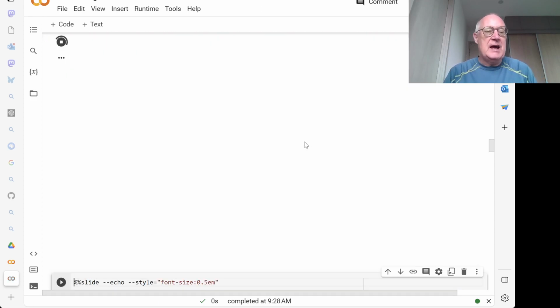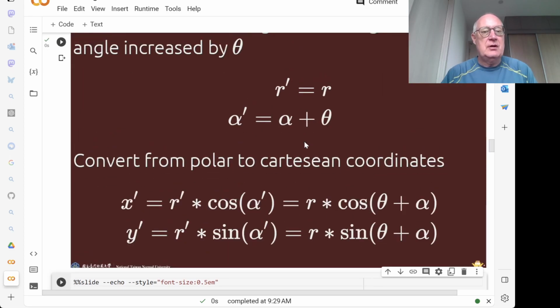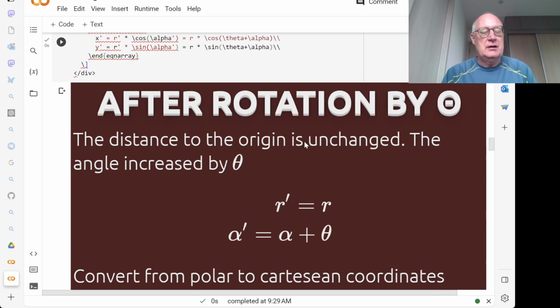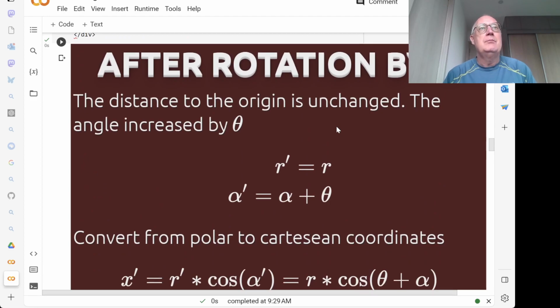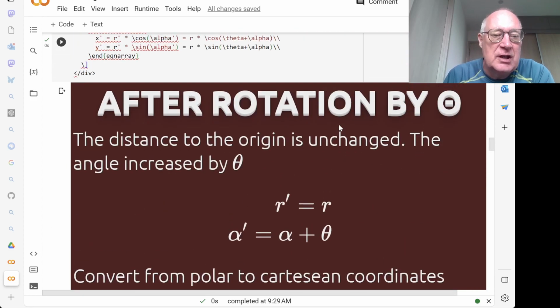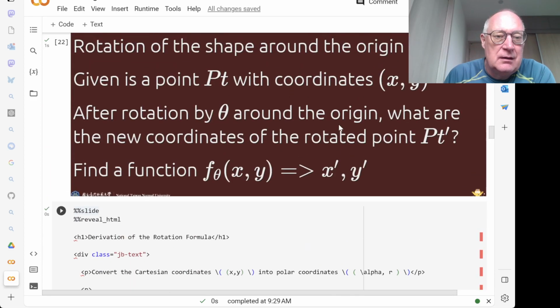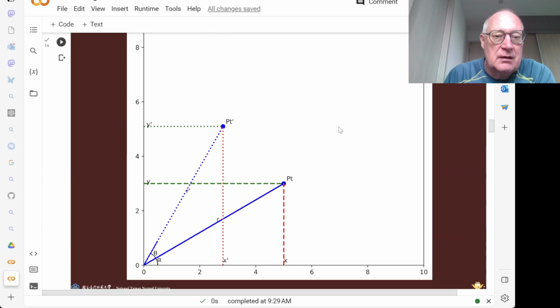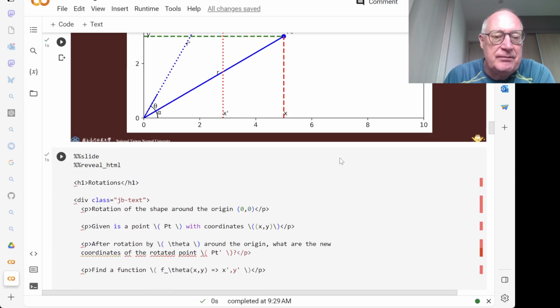So let's see what will happen to our point in polar coordinates. Well, the distance obviously will not change. Right? Rotating here, the distance r dash will be the same.